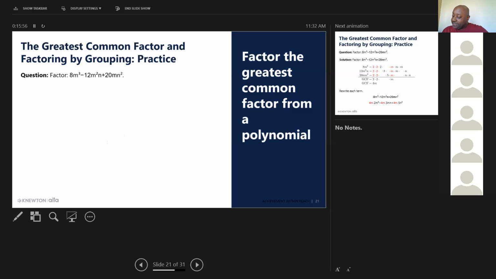Ooh, now you got something like this. We got 8m cubed minus 12m squared n plus 20m n squared.